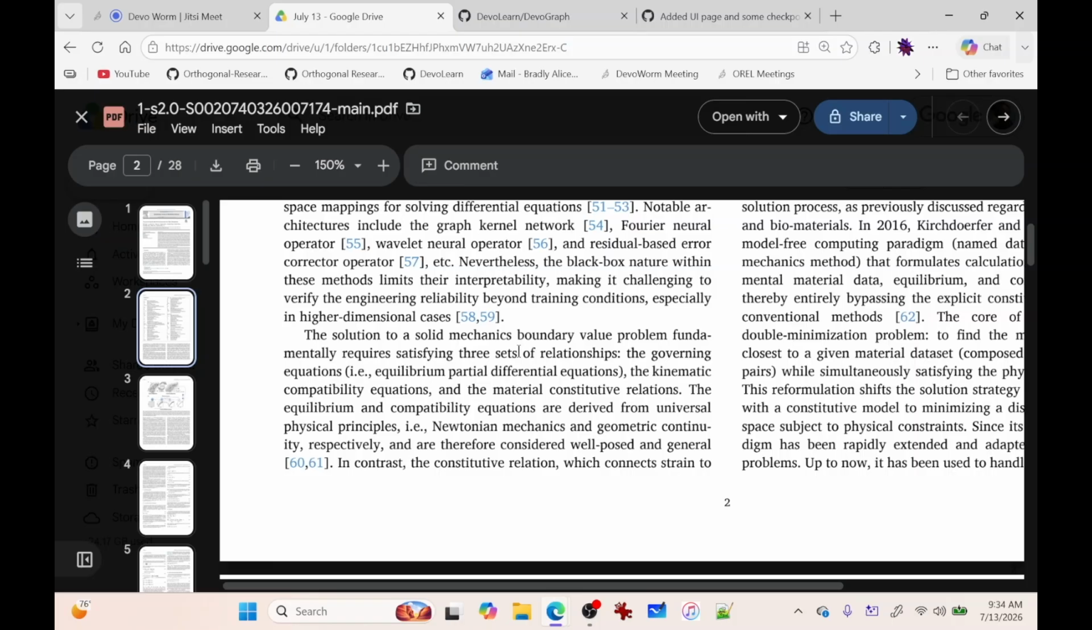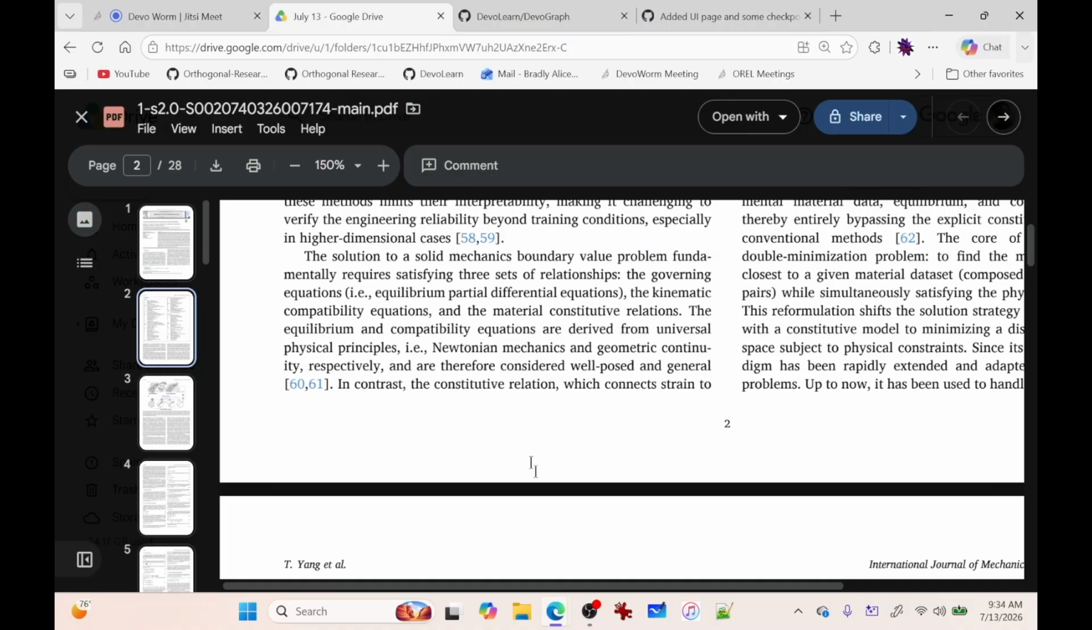The equilibrium and compatibility equations are derived from universal physical principles. So what we mean by that are things like Newtonian mechanics or geometric continuity, and are therefore considered well posed in general. So we don't have this problem of something being ill posed. Things behave according, say, to Newtonian mechanics, and so we should be able to predict from incomplete dynamics what the dynamics are in any single instance.